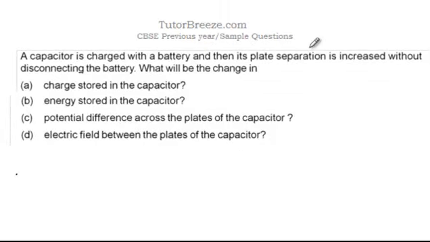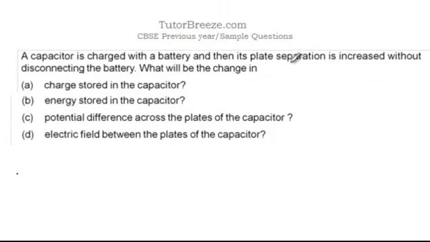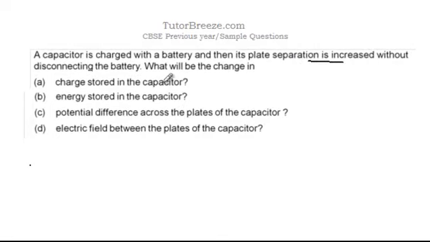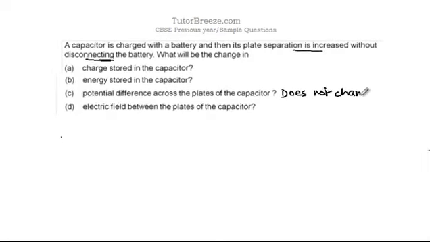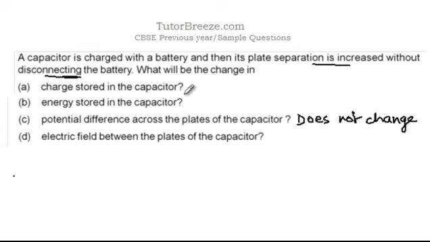The important point in this question is that the plate separation is increased without disconnecting the battery. If the battery stays connected, then the potential difference across the plates of the capacitor does not change. This will not change, and the charge on the plate of the capacitor can change. This will change. Now let us see if it increases or decreases.